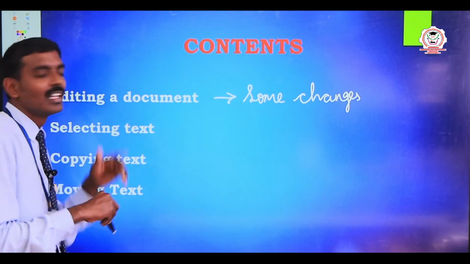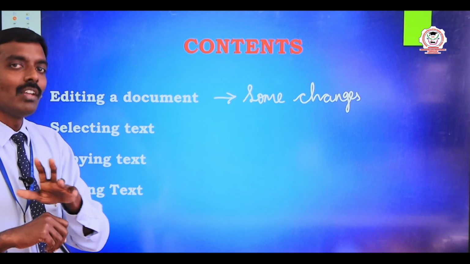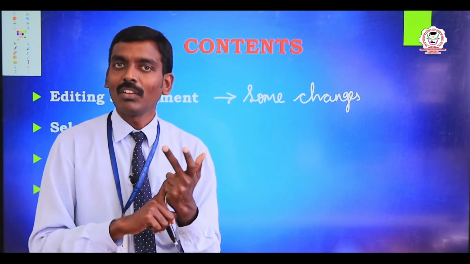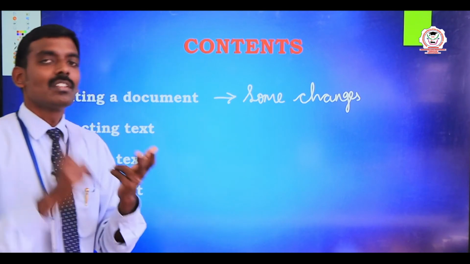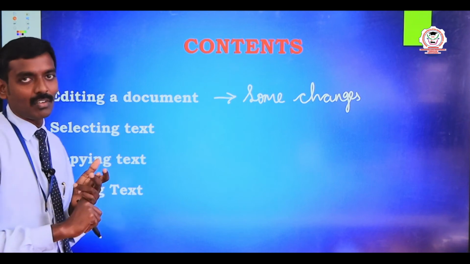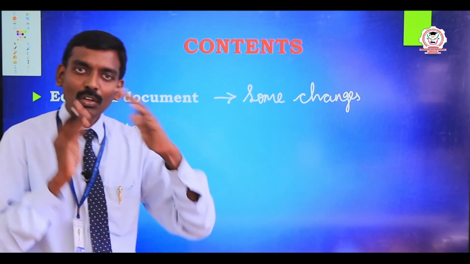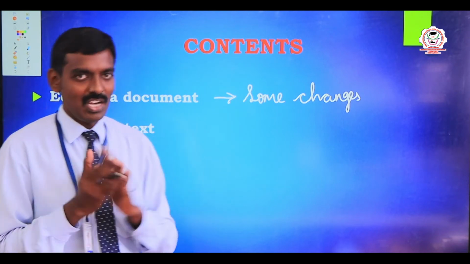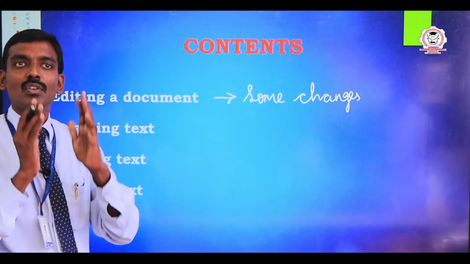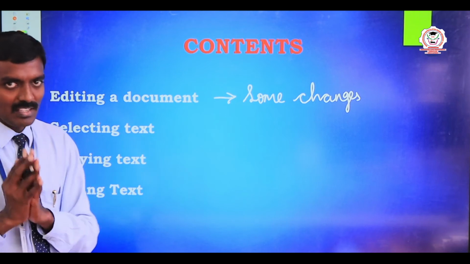And next one is selecting a text. How can we select a text? There are two ways: selecting the text using keyboard and selecting the text using mouse, and some shortcuts also. Next one, copying the text. Copying the text means the text should be present in both the source place and the destination place. And moving a text means it should be present only in the destination place.